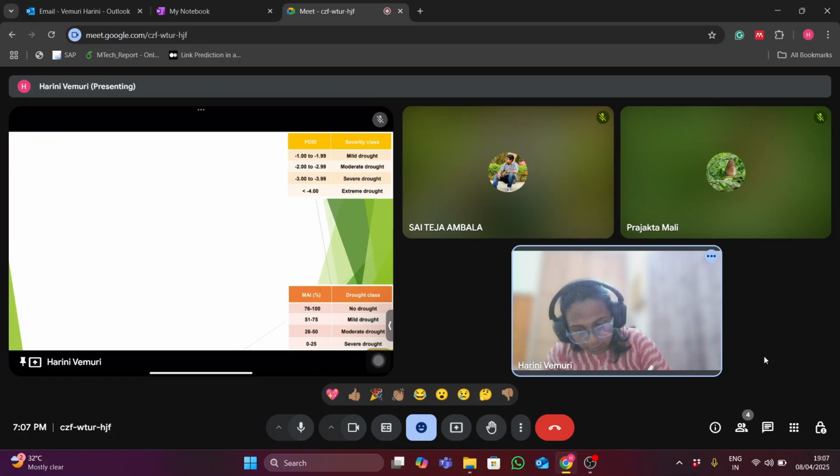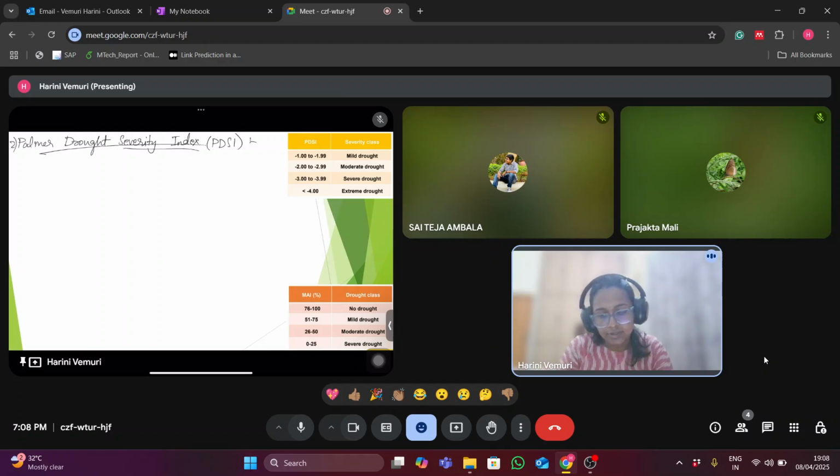So the next one is the Palmer Drought Severity Index, PDSI. It is mostly used to identify agricultural droughts, and here we are taking a monthly time scale. Variation in moisture is observed using this.